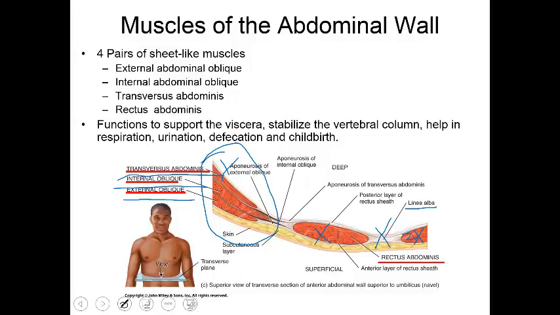Up to the lateral side of the rectus abdominis, we have 3 muscles that make the abdominal wall itself. The most superficial of the 3 is the external oblique, followed by the internal oblique, and then you have the transverse abdominis muscle. So these muscles help with stabilizing your core. They're helping with digestion, they're helping with expansion and contraction of your abdominal cavity during inhalation and exhalation. They help with bowel control, control of your bladder, as well as childbirth.